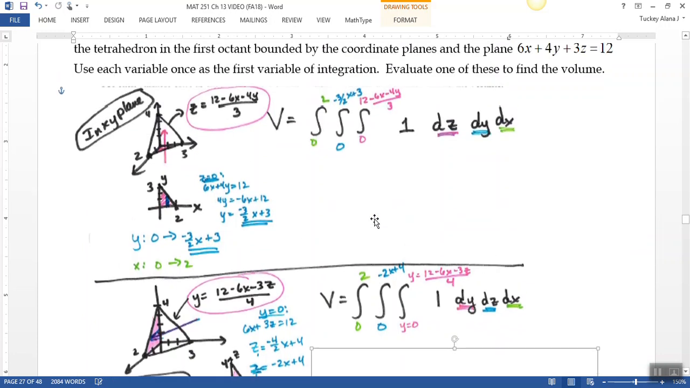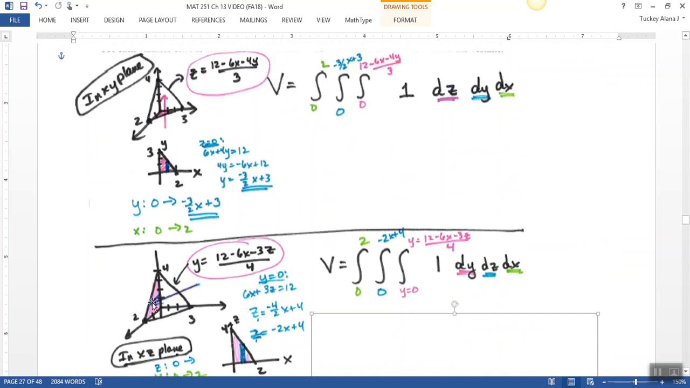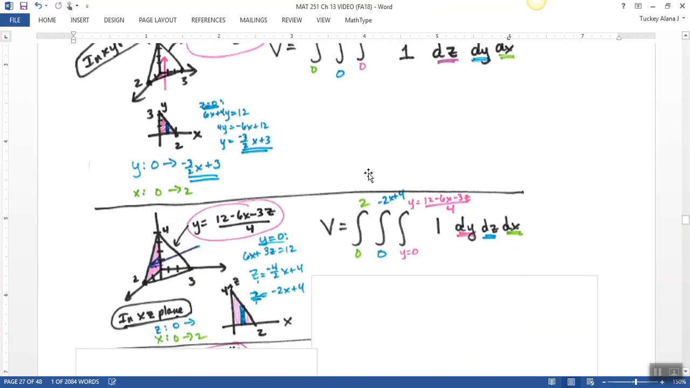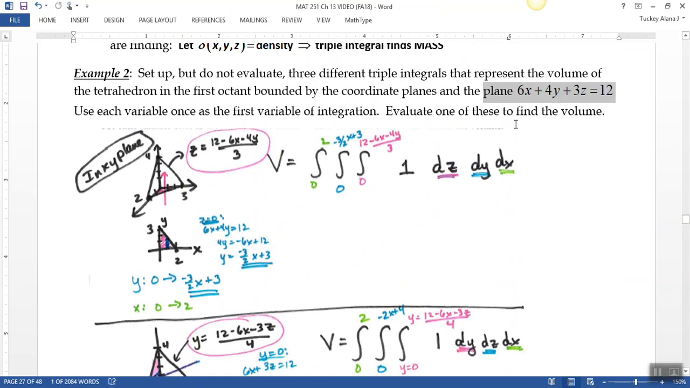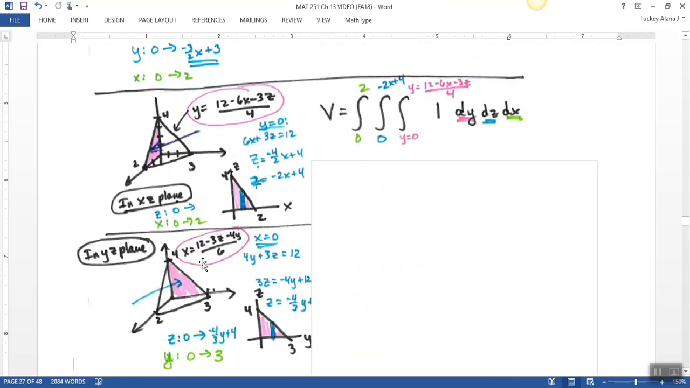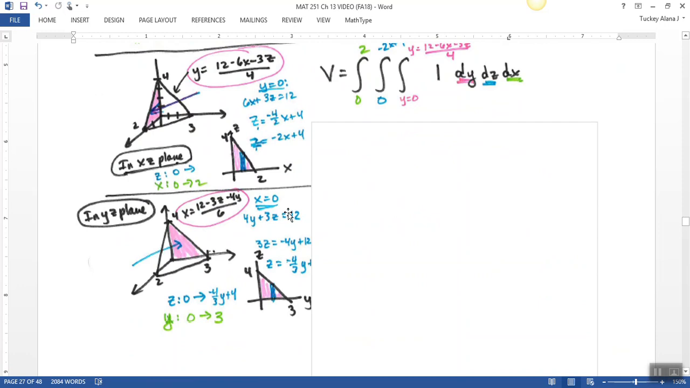All right, last one would be, well, let's see, we've done the xy plane and the xz plane. So that leaves us with the yz plane. So I have to take my function and solve it for x. All right, so when I solve it for x, let me go back up here. That would be subtracting the 4y and the 3z to the other side, and then dividing everything by 6. So that's what we do, right? So right here, x is equal to negative 3z minus 4y over 6.